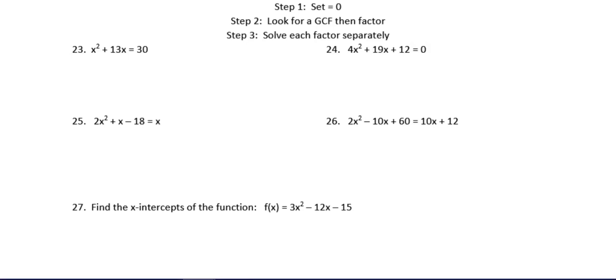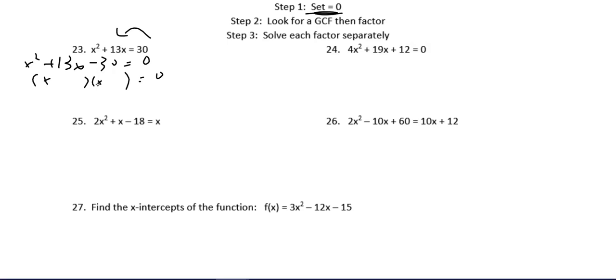All right, so before we can do any solving, remember we must have this set equal to 0. So I need to move this 30 over here. So that's going to give me x squared plus 13x minus 30 equals 0. And now I guess and check. Equals 0, don't forget that. So I need two numbers that multiply to give me 30, that differ by 13.